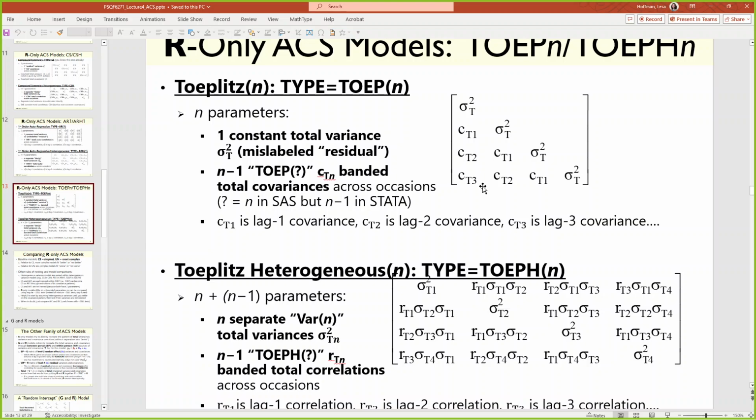That means that you can have the correlation decay a little, not decay, or even increase. It's flexible in that regard. But because it's based on time lag, you have the same constraint of equal interval occasions to use this structure, and I don't think there's a way around that. At least I've never seen one.